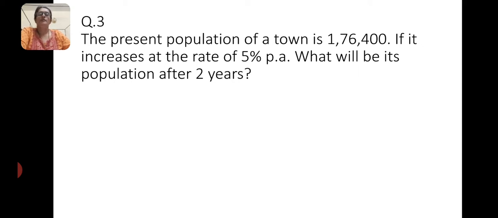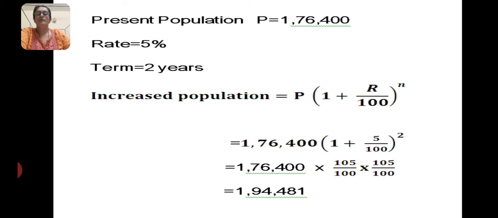Fine. So first year we have to calculate on 1,76,400. At the rate of 5% it is going to increase, and on that again it is going to increase the same rate 5% for the next 1 year also. So we are going to use the same CI formula to calculate how much is the population of the particular town after 2 years. Now present population, instead of principal we are going to take present population as 1,76,400. Rate is given 5% and term is given as 2 years.